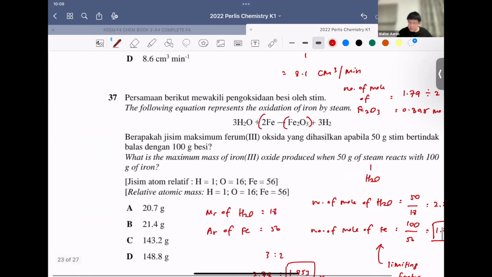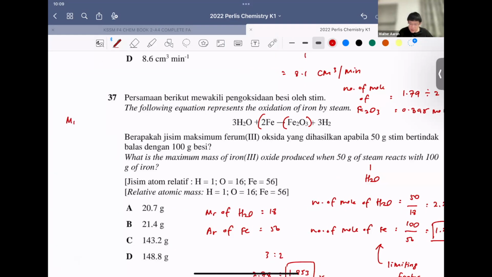Okay. So this is the number of moles of iron(III) oxide. So right now, to calculate the mass of iron(III) oxide produced, we have to calculate the molecular mass of Fe2O3. If you follow the information given, it'll be 56 times 2 plus 16 times 3, which will give you a total of 160. Okay, so the molecular mass of iron(III) oxide will be 160. We got 0.895 mole of iron oxide. So therefore, the mass of iron oxide will be 0.895 multiplied by 160.